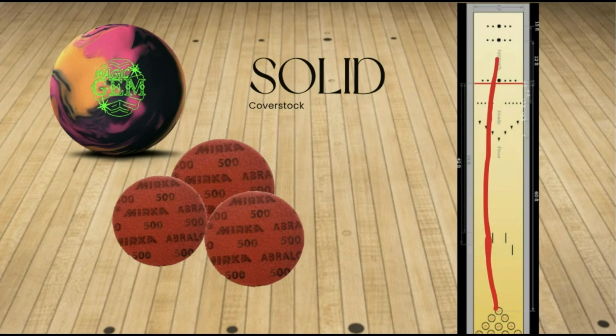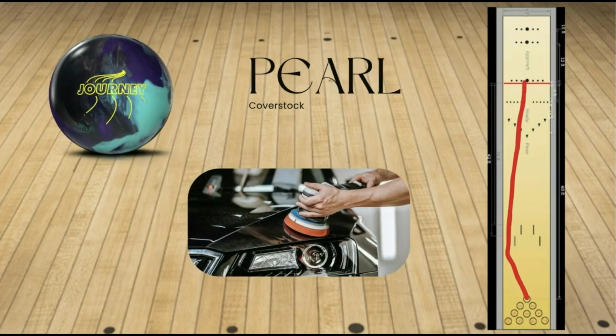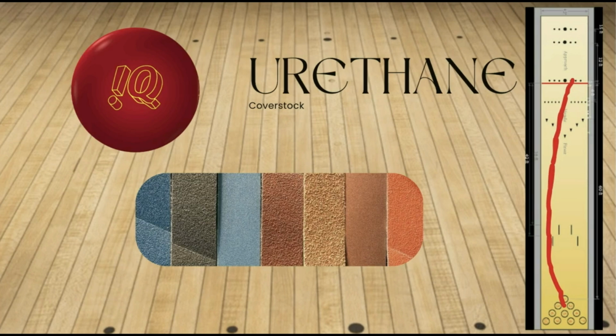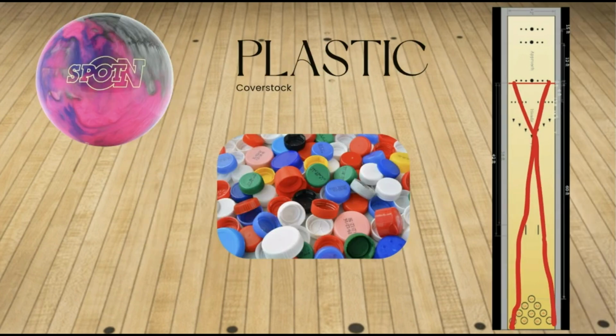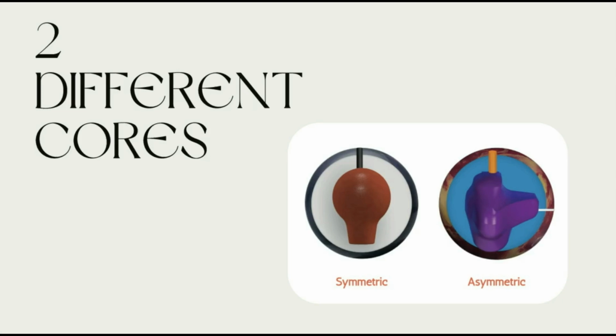You have your solid, which is compared to sandpaper. The solid cover stock is used when you want to make the ball hook the earliest. You have your pearl, which is your shiny car wash polish looking ball, and the pearl cover stock is used when you want to hook the ball the latest. And you have your urethane, which is very strong sandpaper. The urethane ball is used to blend the patterns and friction and oil down lane. Plastic is basically just plastic and is used to shoot at single pin spares.